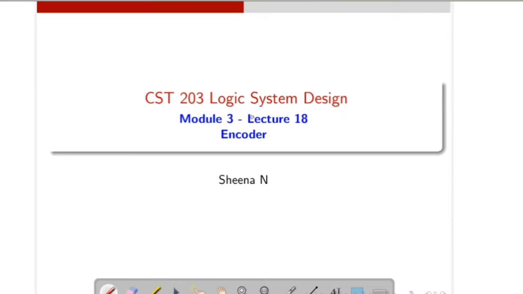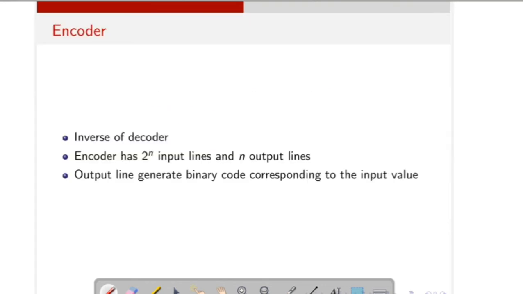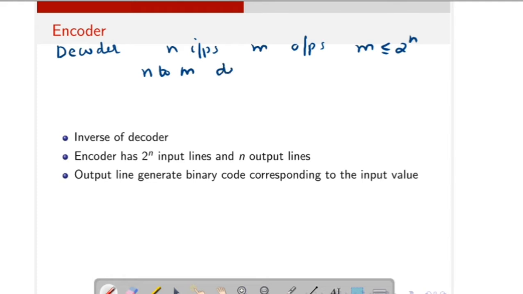Hi students, in this video we will study what is an encoder. We all know what is a decoder. Decoder has n inputs and m outputs where m is less than or equal to 2 raised to n. So this decoder is called n to m decoder, where n represents the input and m represents the output. So maximum 2 raised to n outputs, sometimes it may be less than 2 raised to n, suppose when some input combinations are don't care or not taken for consideration.